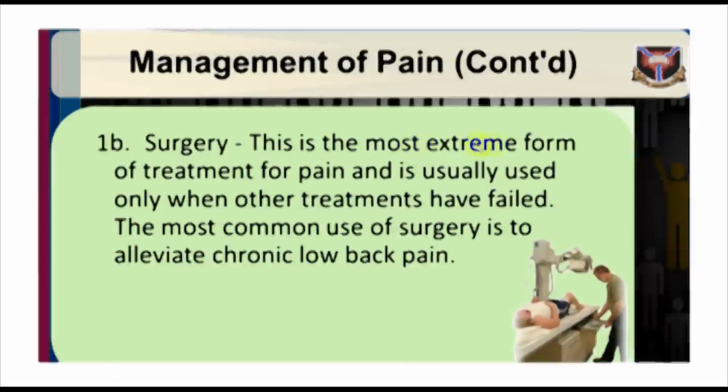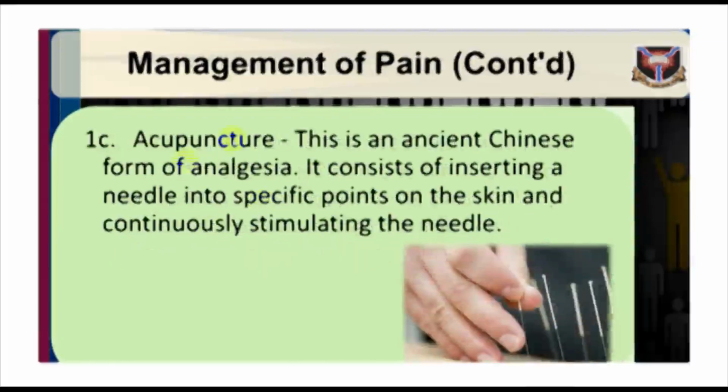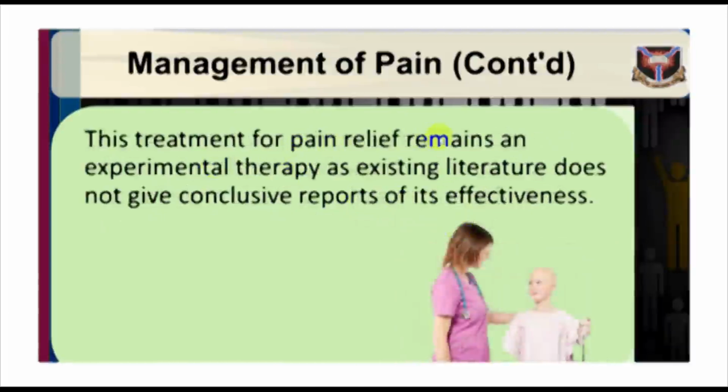B. Surgery. This is the most extreme form of treatment for pain and is usually used only when other treatments have failed. The most common use of surgery is to alleviate chronic low back pain. C. Acupuncture. This is an ancient Chinese form of analgesia. It consists of inserting a needle into specific points on the skin and continuously stimulating the needle. This treatment for pain relief remains an experimental therapy, as existing literature does not give conclusive reports of its effectiveness.